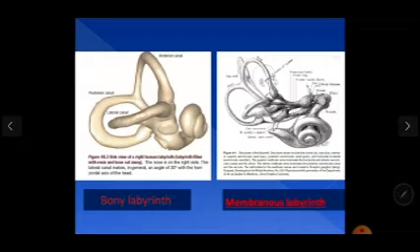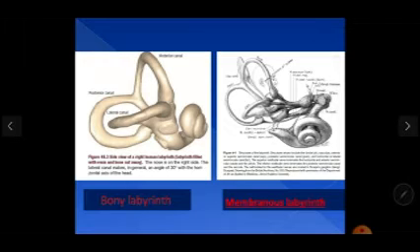This is the bony labyrinth. You can see this bony labyrinth. You have the cochlea here, then you have the vestibule here, then you have the lateral semicircular canal, superior semicircular canal, and posterior semicircular canal. Now, a little bit in detail.